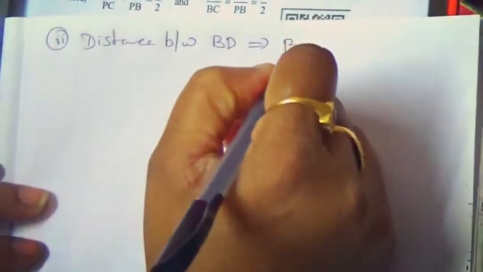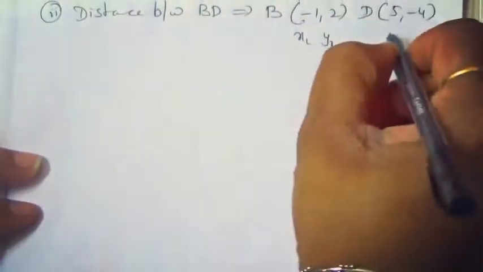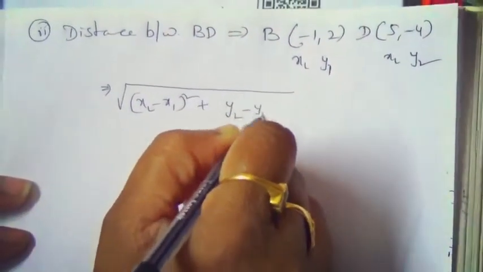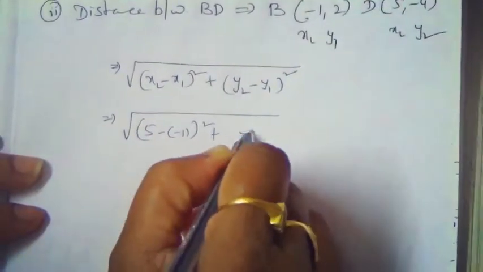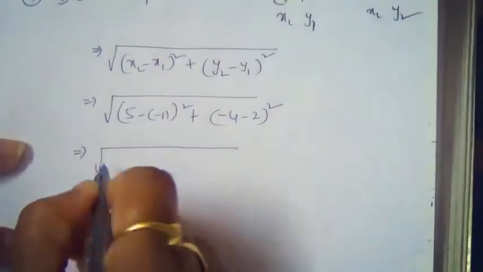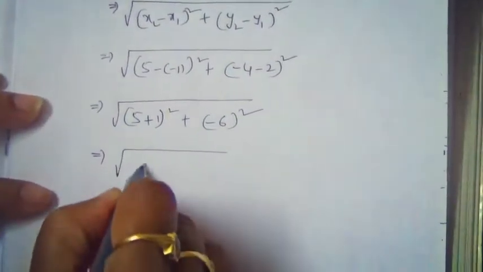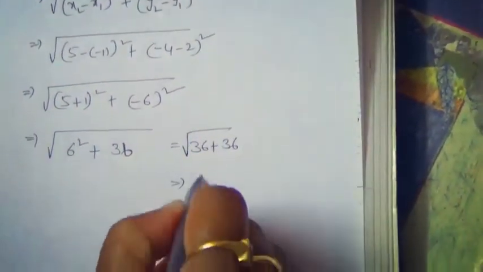And the second one, the second diagonal, that is distance between B, D. What is B? Minus 1, 2. What is D? 5, minus 4. Let us take these values as x1, y1, x2, y2. Square root of (x2 minus x1) whole square plus (y2 minus y1) whole square. That implies square root of (5 minus of minus 1) whole square plus (minus 4 minus 2) whole square. That implies square root of (5 plus 1) whole square plus (minus 6) whole square. That implies square root of 6 square plus 36. That implies square root of 36 plus 36. That is equal to square root of 72 units. Here it is the second diagonal.